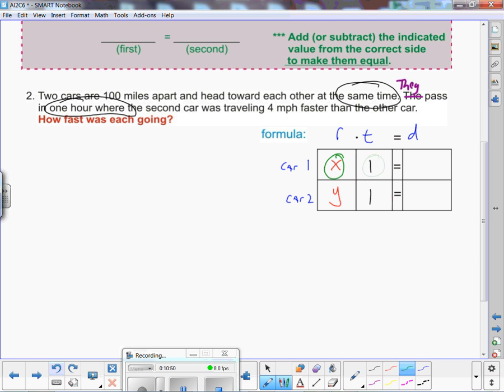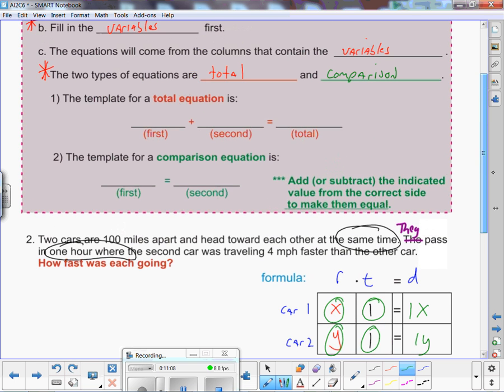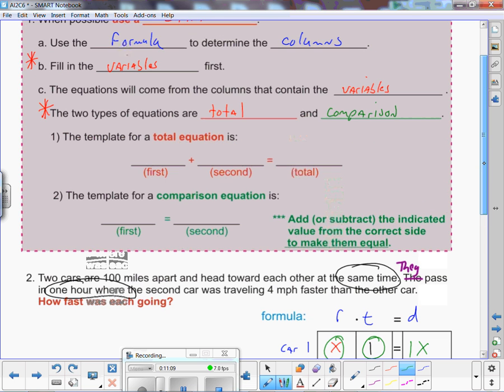X times 1 is X. I'm going to stick 1X just for emphasis on this problem. And Y times 1 is 1Y. Okay, chart's finished. All right, on we go. Let's go back and look at our helps here.